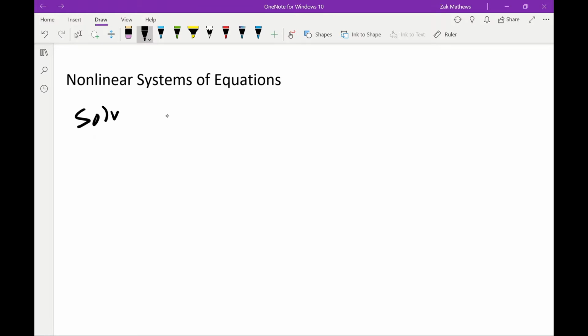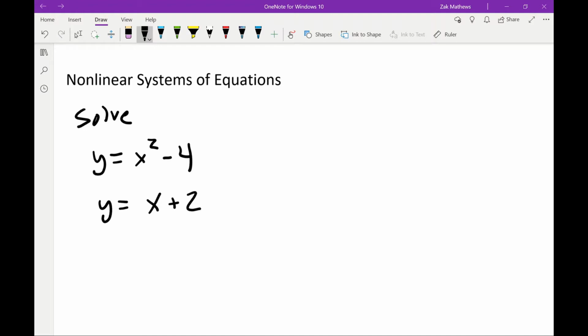Let's solve the following system. Let's take y is equal to x squared minus 4 and y is equal to x plus 2. I want to solve this system of equations. Just like with our linear systems, we have the option between substitution and elimination. I think a good case could be made for either in this problem. You could use substitution very easily by replacing one of the y's with the other, basically just setting the two equations equal to one another. Or you could eliminate the y's pretty easily by subtracting the two equations.